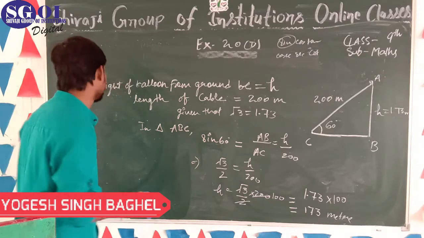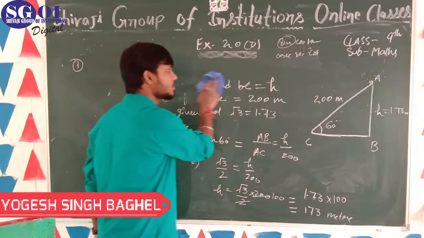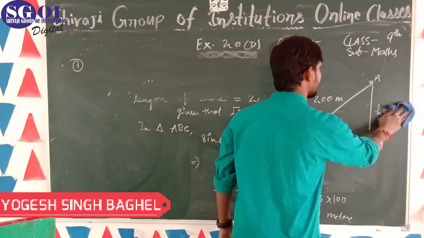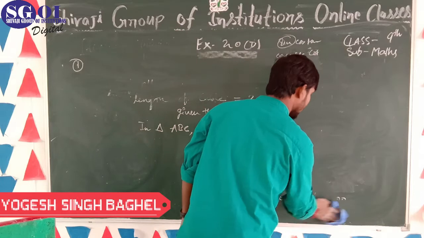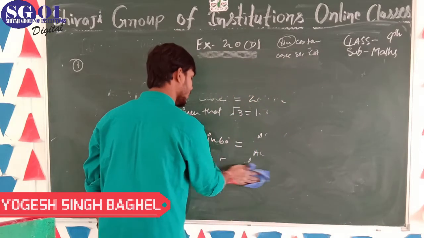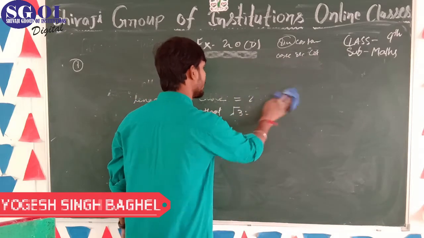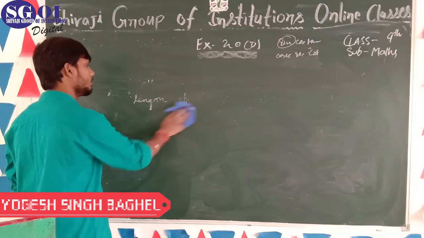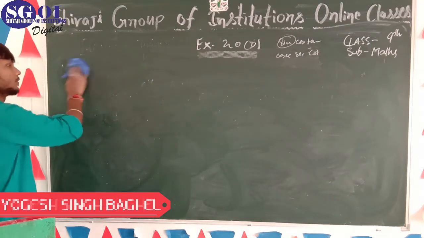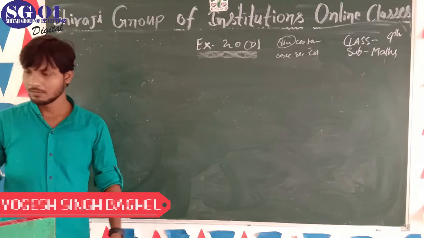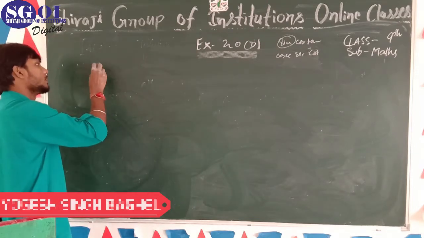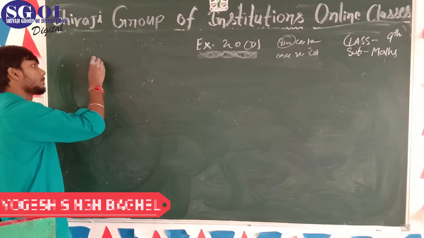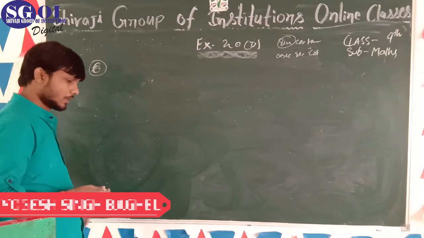Now the rest of the questions are very easy, so you can do them yourself. But I am telling you one more question of this exercise, question number 6, which is very easy. But let's see how to solve it.